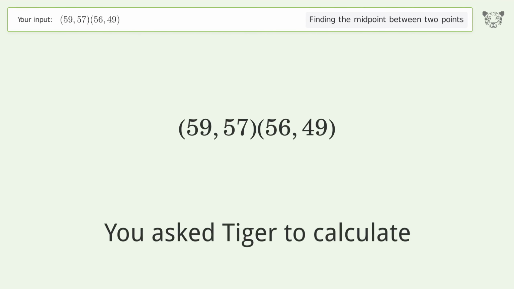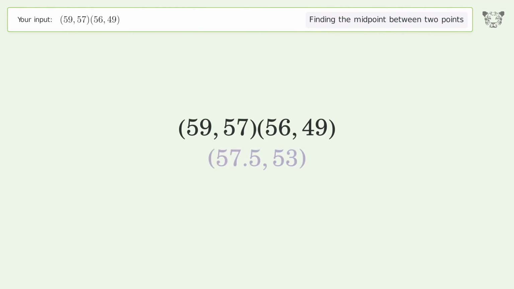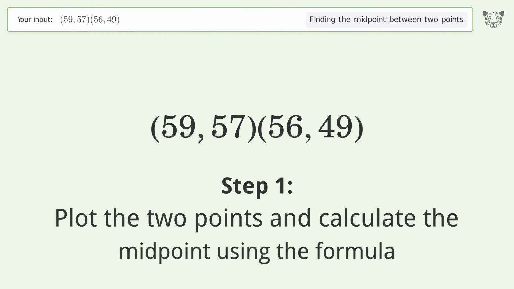You ask Tiger to calculate. This deals with finding the midpoint between 2 points. The midpoint between the 2 points is 57.5, 53. Let's solve it step by step. Plot the 2 points and calculate the midpoint using the formula.